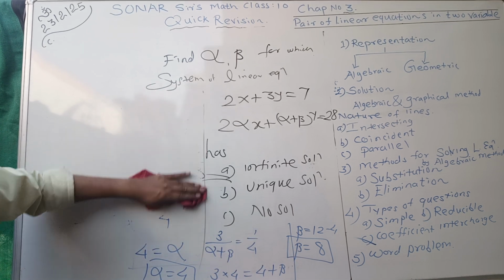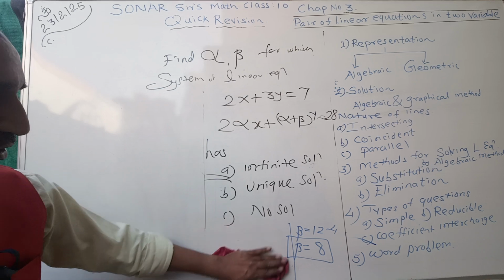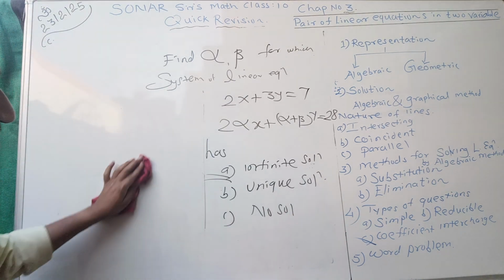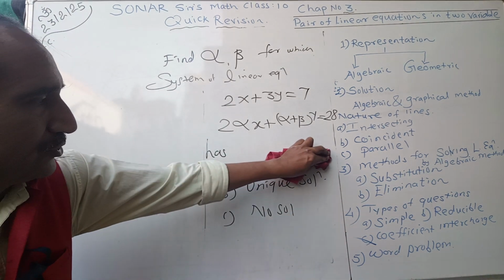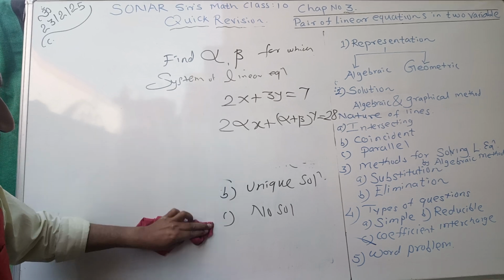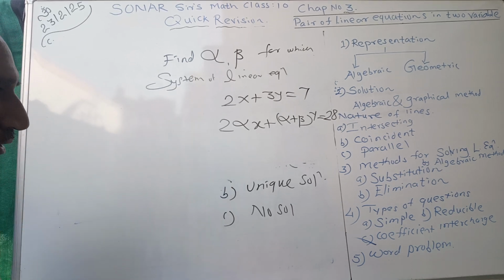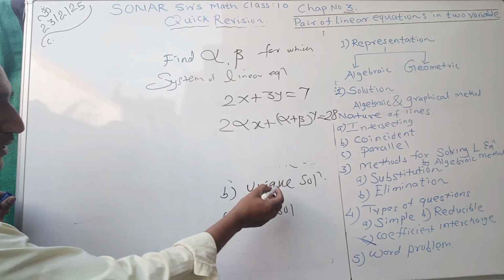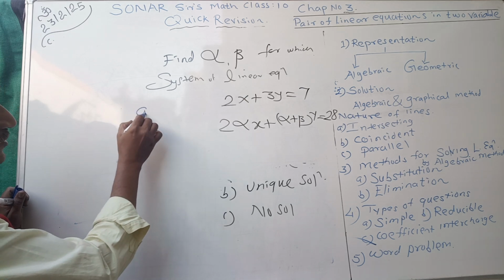We'll discuss now the second condition. The second condition is when the equations have a unique solution. In this case also we can find alpha and beta. What is the unique solution condition?